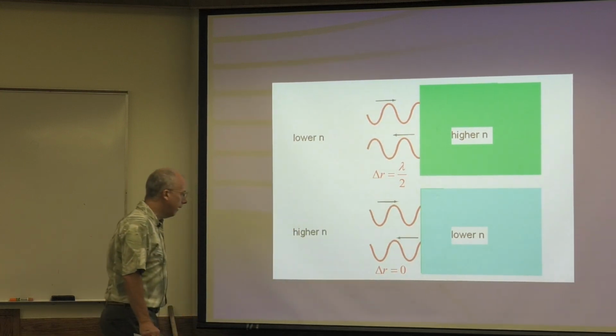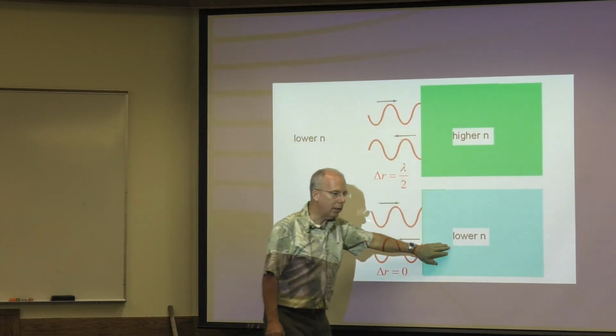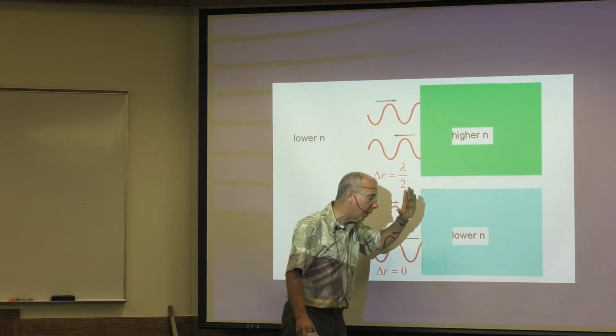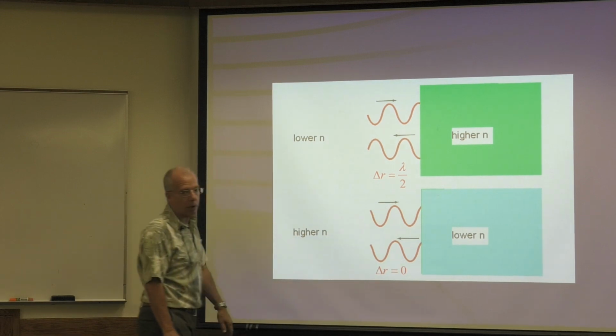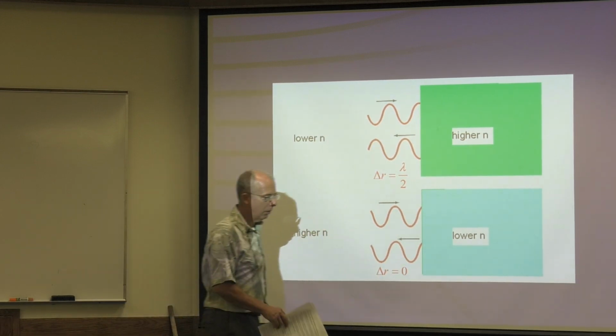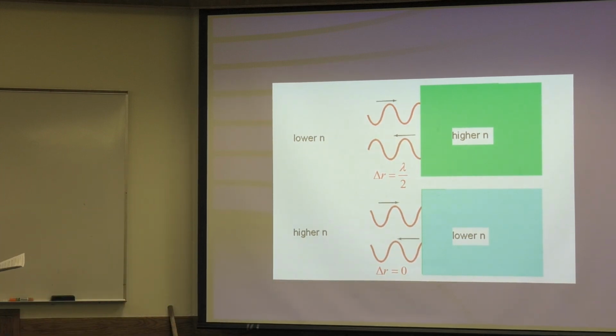On the other hand, if we go from high n, like water, to low n, like air, what do you notice when it's reflected? There's no shift at all. So there's no lambda over 2 shift, so we said that the path length difference is 0. Now that's actually very important, because that's going to allow us to solve some of these problems.